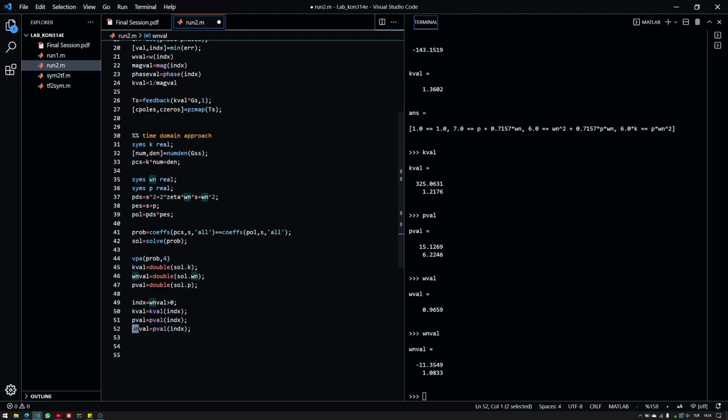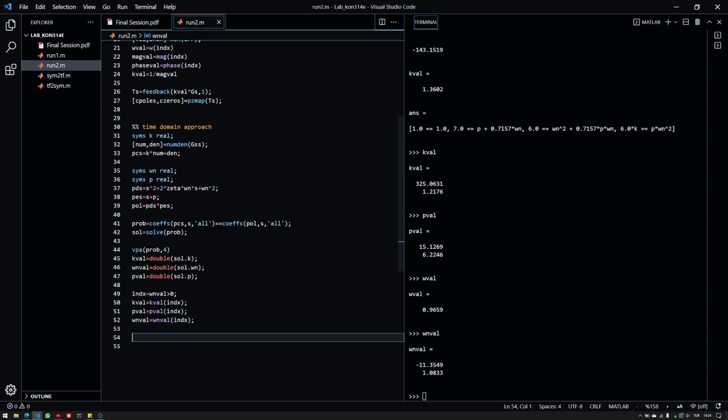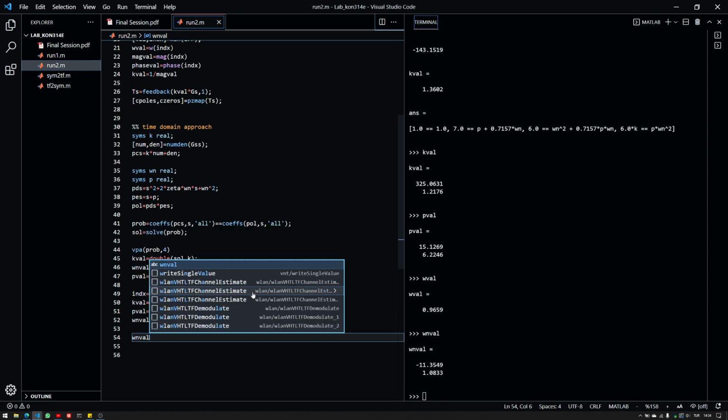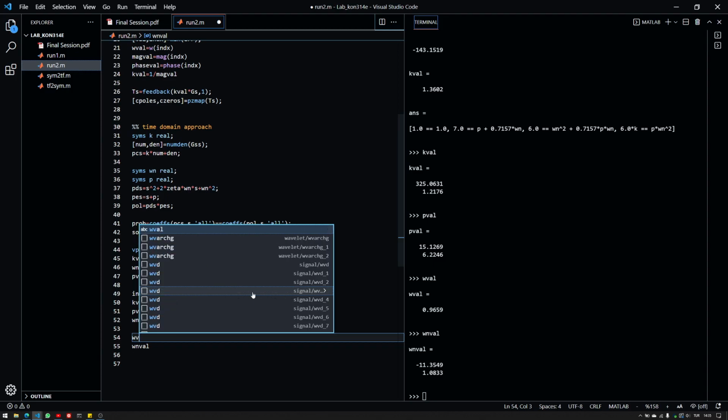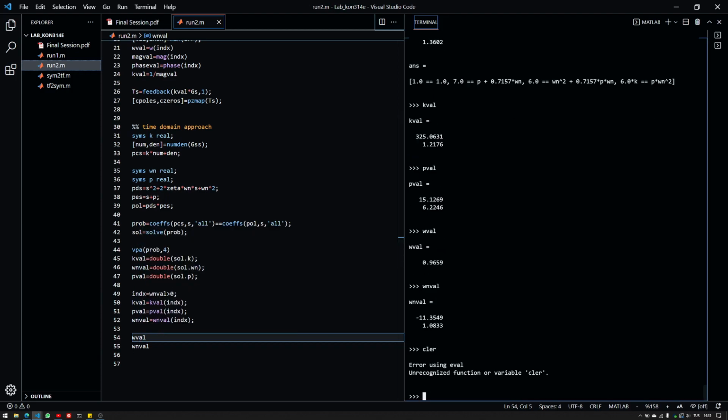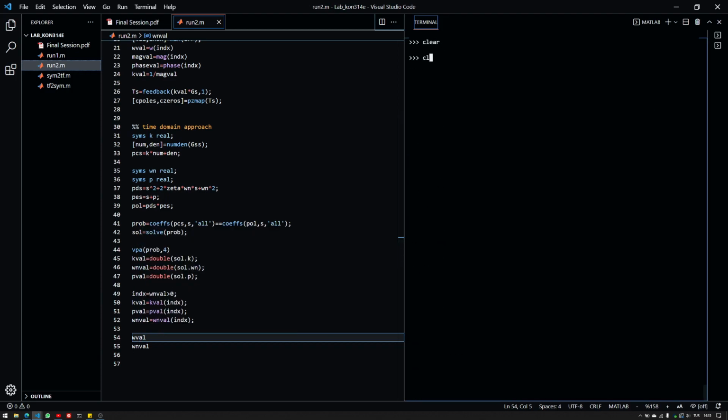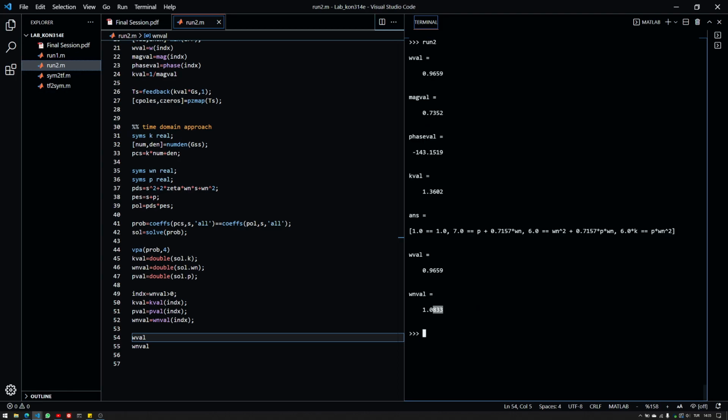So omega n val and omega n val. So now we had omega val and omega n val, and you can see that they are basically approximately the same. So the omega value that we've used in the Bode plot is approximately the same as the omega value that we've calculated here. So there's a resemblance here.